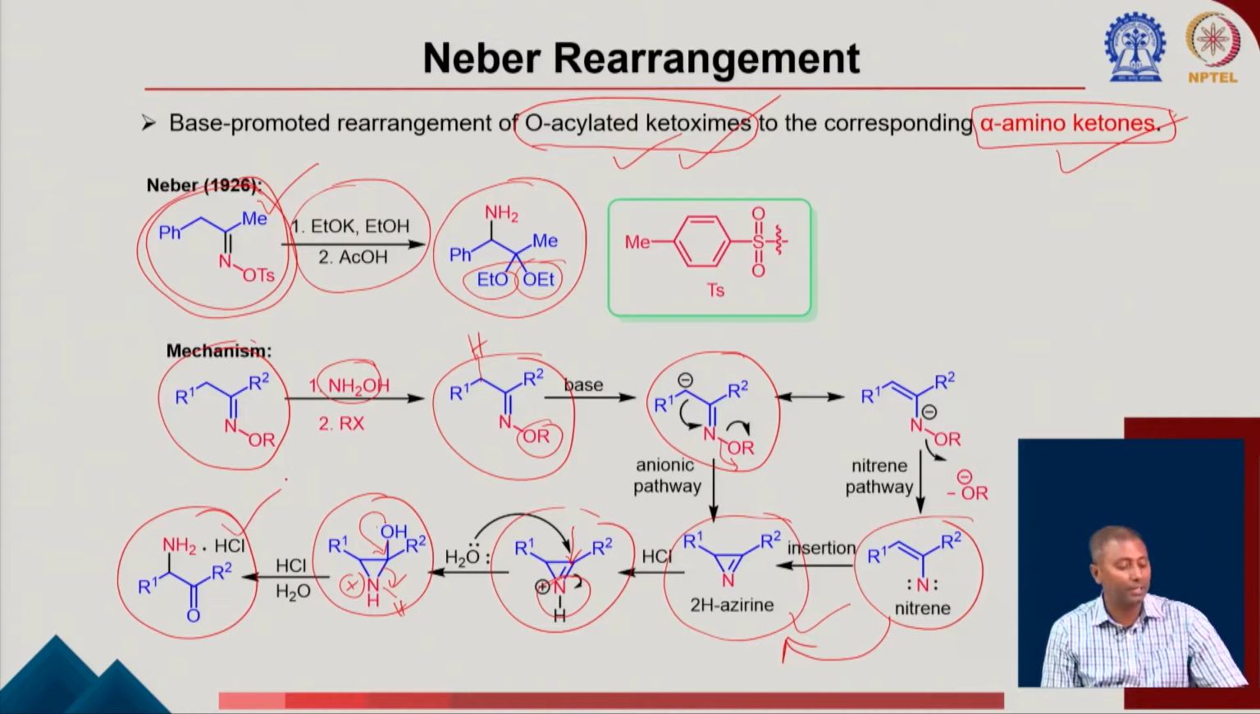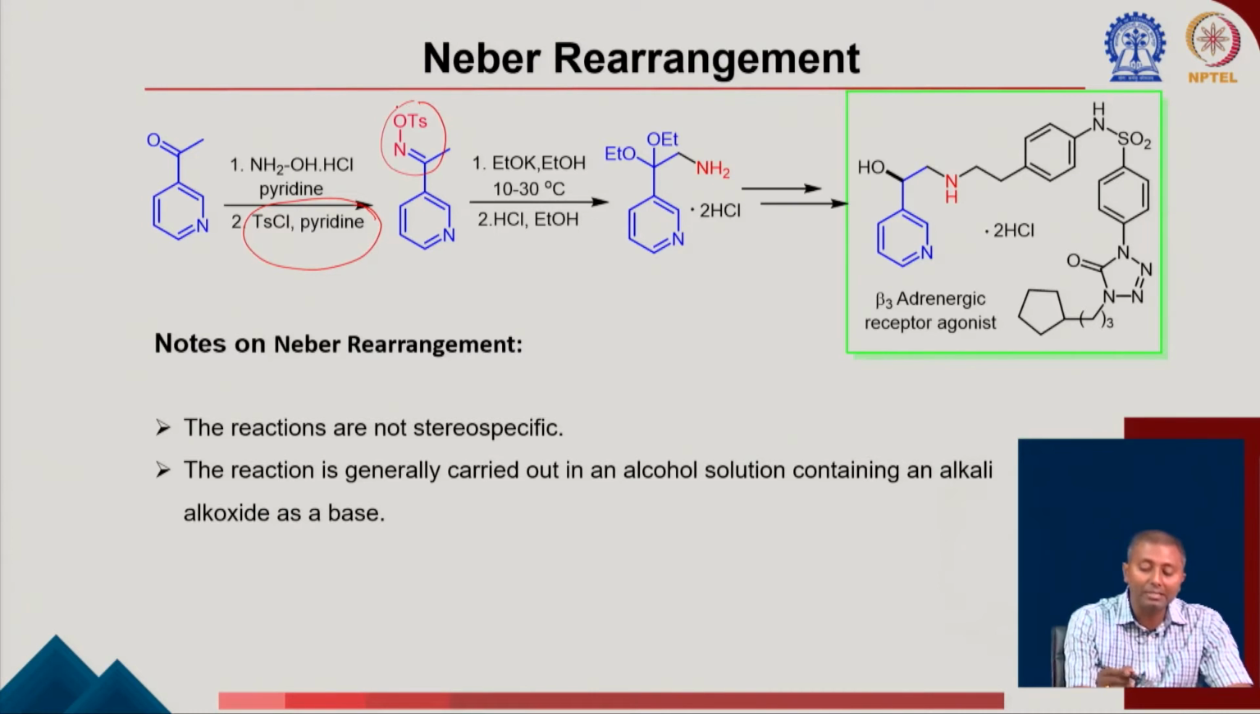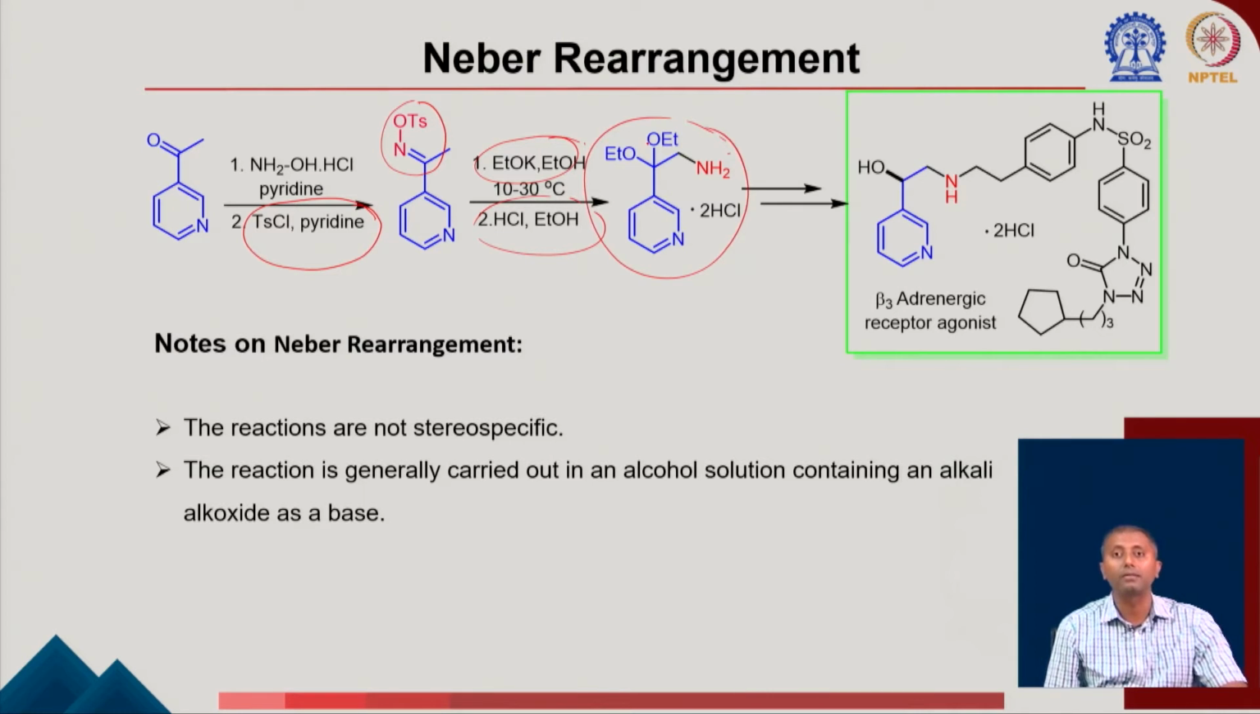I hope you understood this rearrangement, and I am going to give you an example here. You can see first, in the presence of hydroxylamine, and then tosyl chloride and pyridine. I already told you the structure of tosyl chloride before. It's para-toluenesulfonyl chloride. It's going to make this NOTs. Now with potassium ethoxide and ethanol, and then with HCl, it's going to form this alpha amino ketone, which is going to form the corresponding ketal. And this was further converted to a very important bioactive compound.